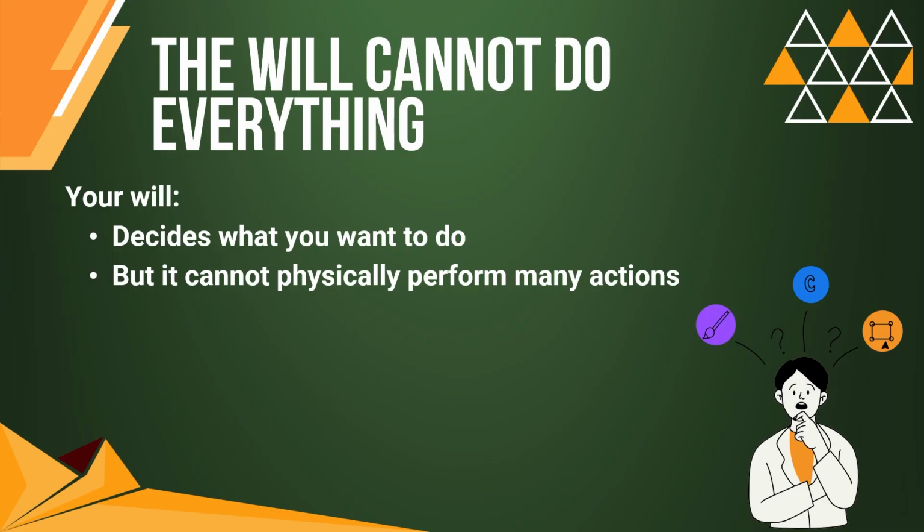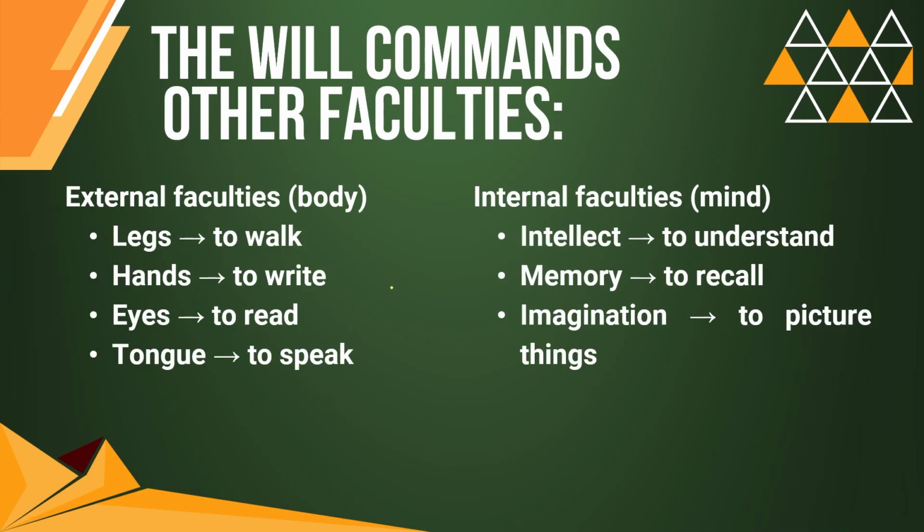Now, the will cannot do everything. So, what can your will do? Your will can decide what you want to do, but it cannot physically perform many actions. So, what happens is the will commands the other faculties.